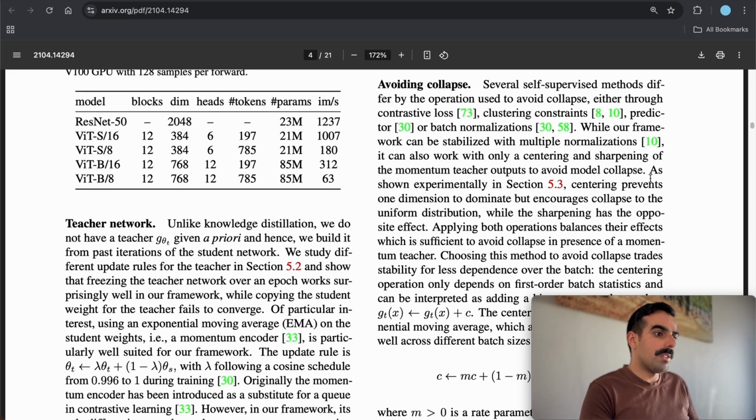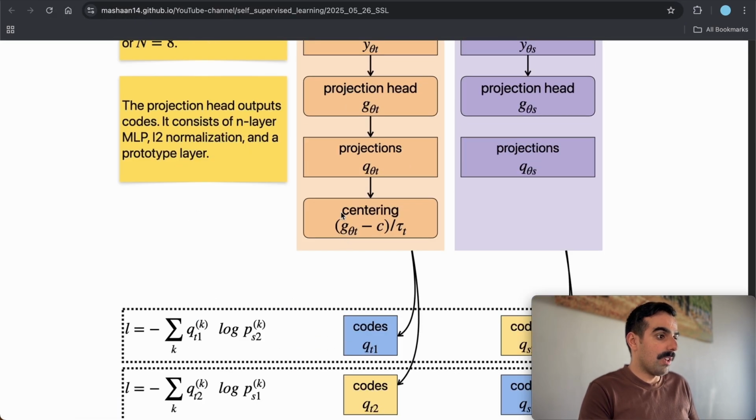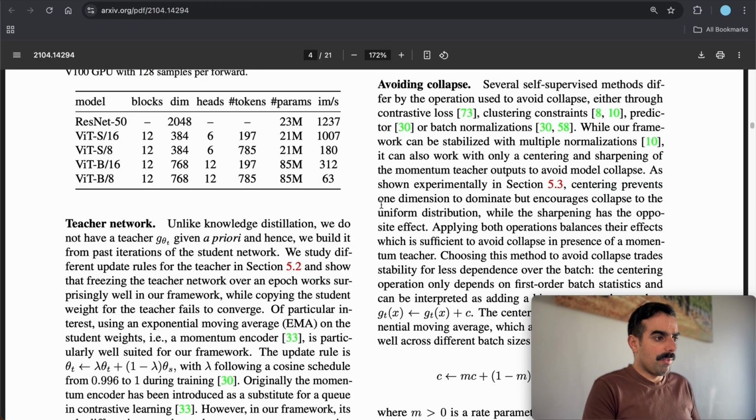So here they're saying that the centering that they proposed, they're talking about this centering for the teacher. Centering prevents one dimension from dominating but encourages collapse to a uniform distribution. In a uniform distribution, everything is the same. You cannot make a distinction. So everything is the same.